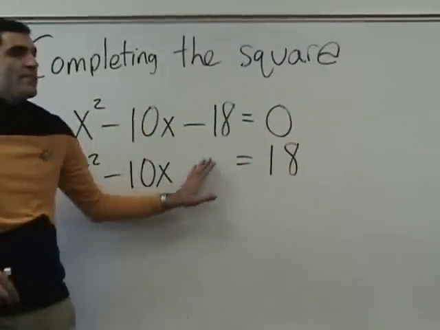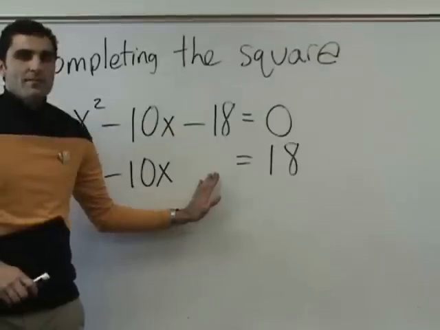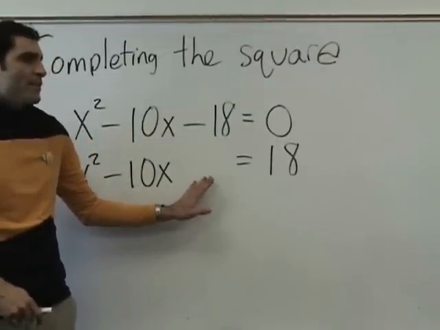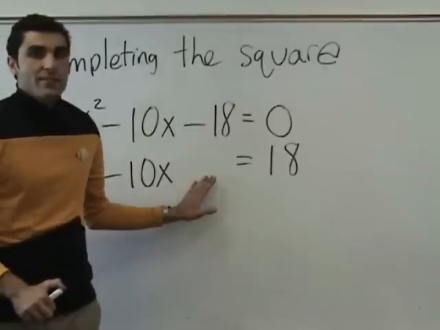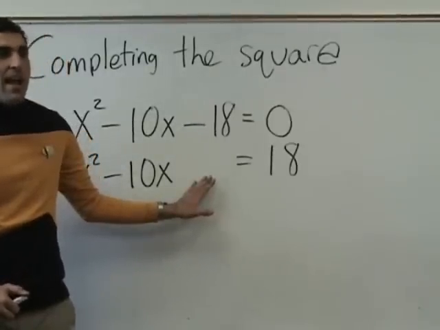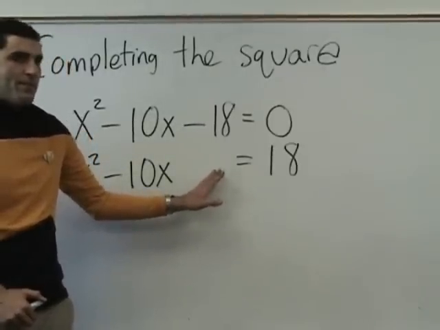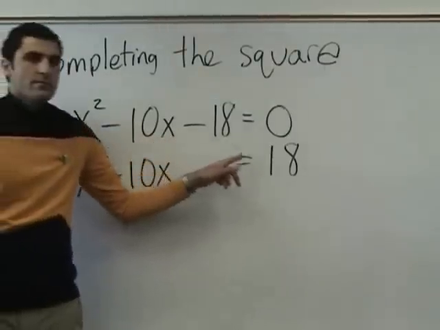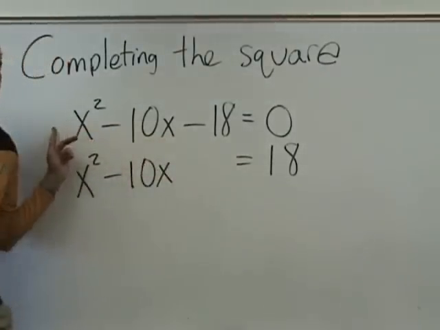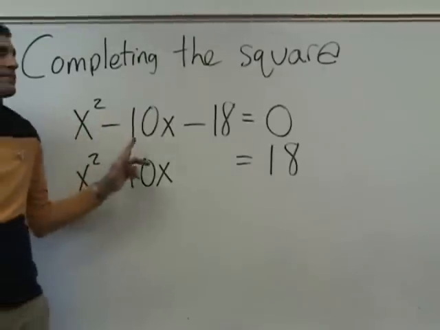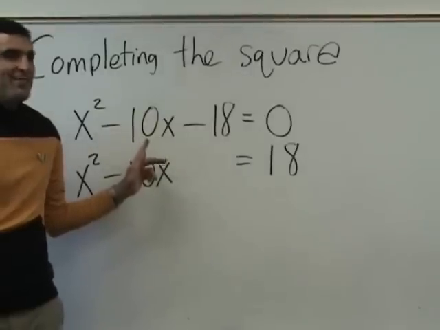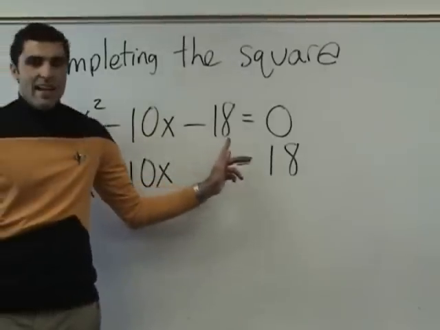Now, this number remains open. We need to find this magical number. What must this number be so that it can be factored? And I'm going to tell you how to find this number. Remember we talked about A, B, and C, right? What's A in this case? The number in front of X squared. 1. What's B? Negative 10. And what's C? Negative 18. Good.